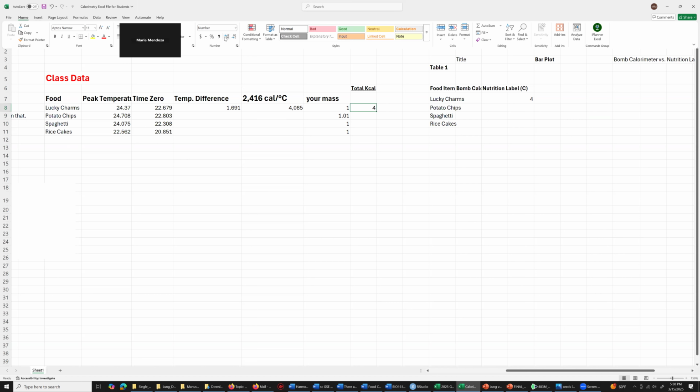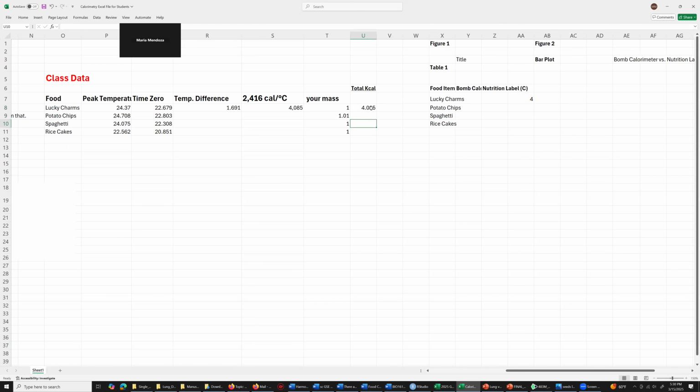Okay, so we'll just leave it like that. So 4.085, and so this is the table that I created for you. So you just gotta fill it out, copy it, and then paste it onto your report. So basically, let's make this to where you can actually see the labels.